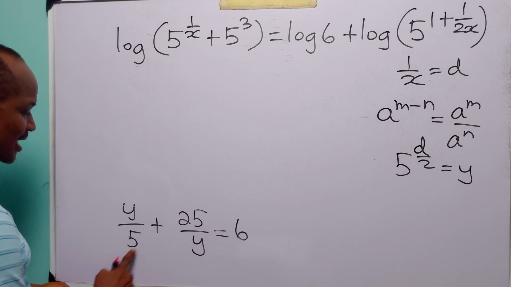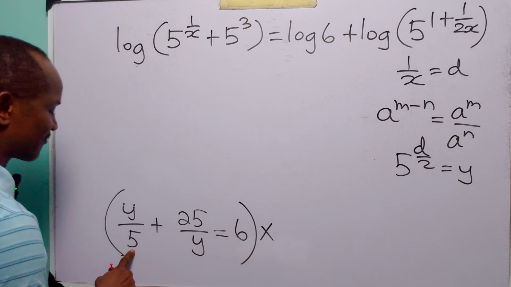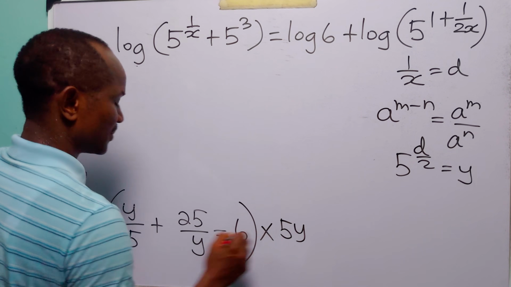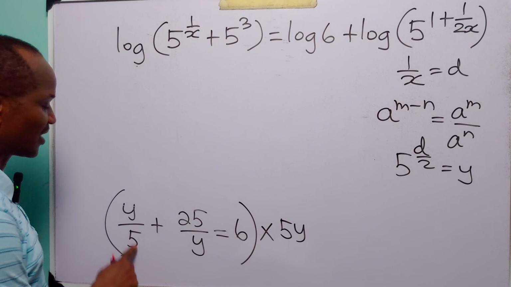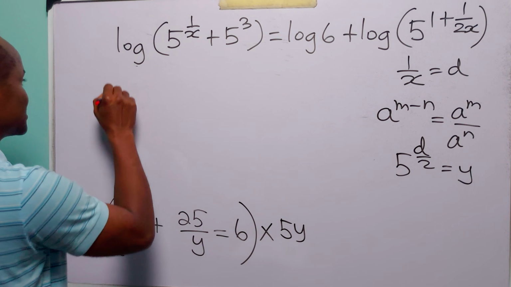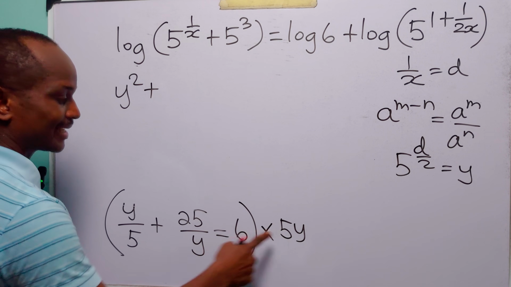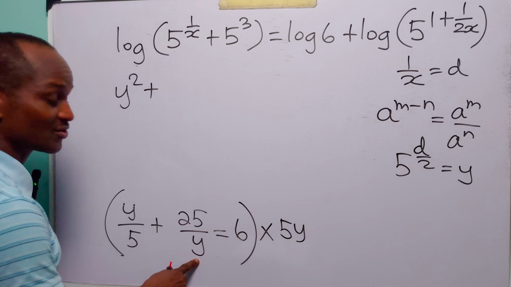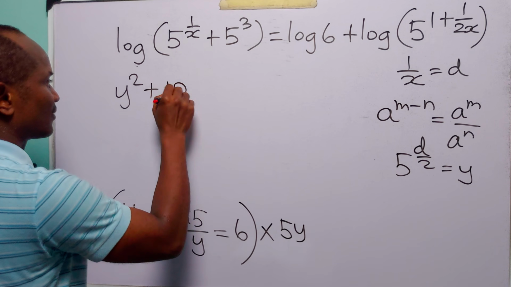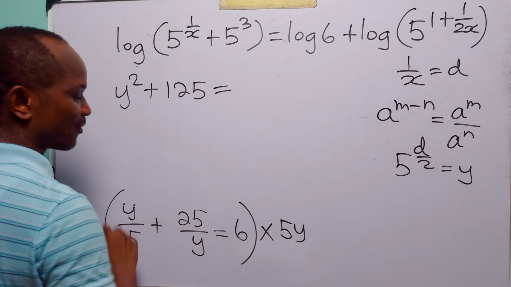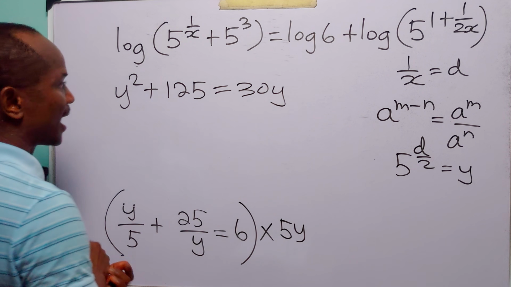Now to get rid of these two fractions, let us multiply through this equation by 5y. Y over 5 times 5y. 5 is going to take care of 5, leaving us with y times y, which is y squared. Now, 25 over y times 5y. Y is going to take care of y, leaving us with 25 times 5, which is 125. And this is equal to 6 times 5y, which is 30y.